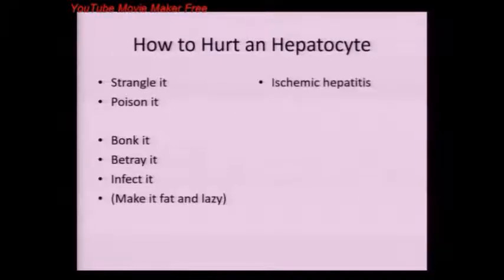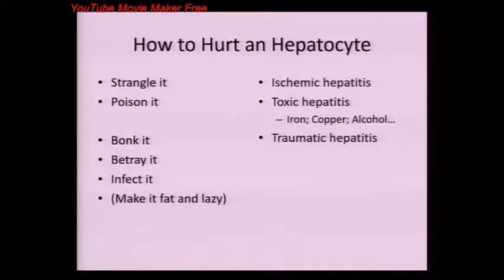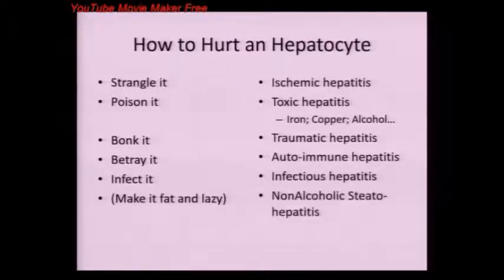This is really exactly the kind of set of problems that results in liver disease. If there's ischemia, you can essentially strangle hepatocytes. If there are toxins, whether that's iron or copper, more commonly alcohol, you can certainly poison hepatocytes. If there's traumatic hepatitis, a steering wheel injury or a blow can do that. Autoimmune hepatitis, where the body's immune system is targeting the liver inappropriately, is kind of a major betrayal. And there's infectious hepatitis, as well as fatty liver, which we call non-alcoholic steatohepatitis.